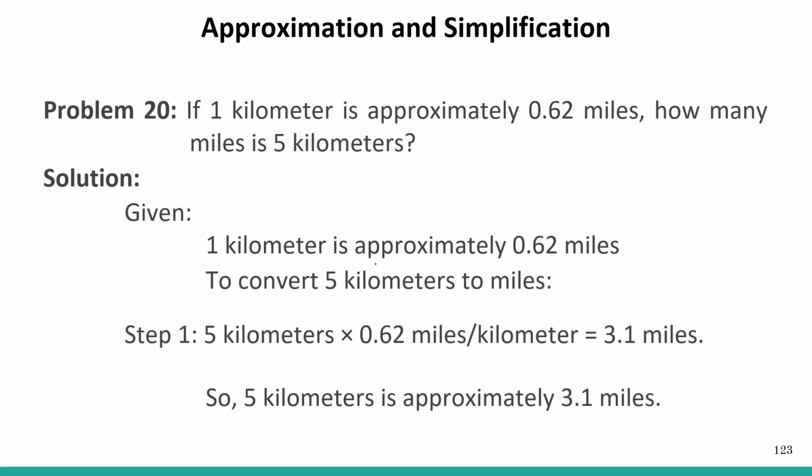So 1 kilometer is approximately 0.62 miles. To convert 5 kilometers, we multiply it by 5. So 3.1 miles is the correct answer.